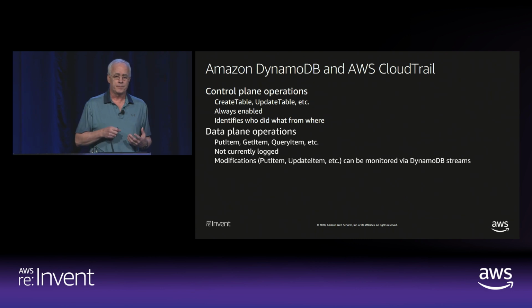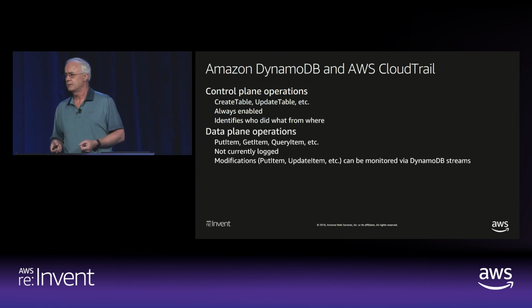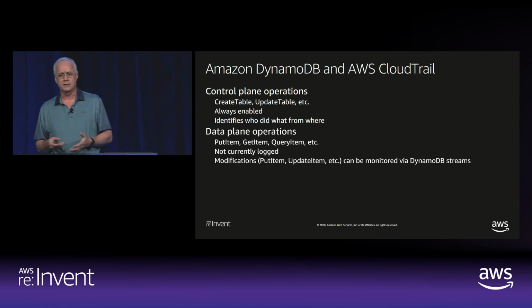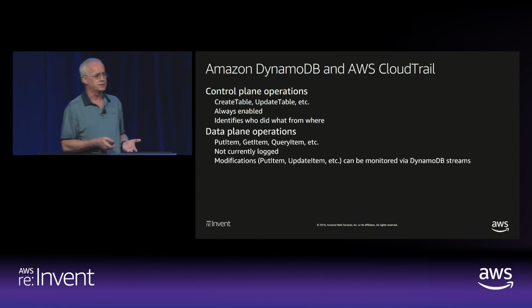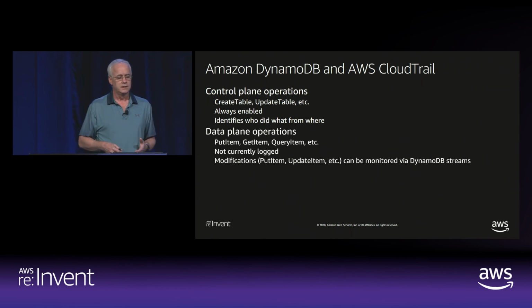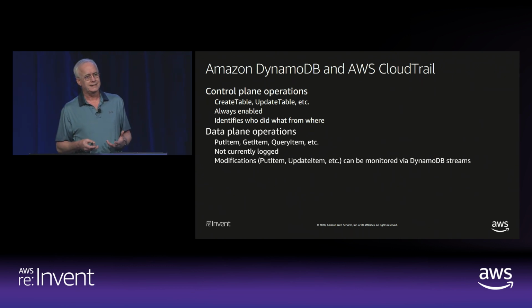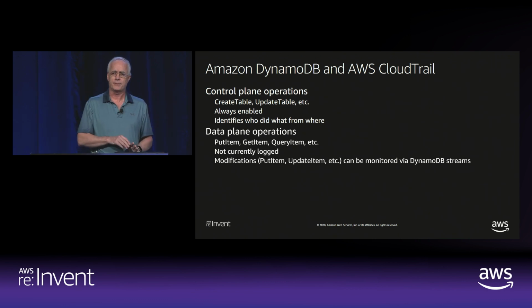If you need to monitor updates to your table, you can use a DynamoDB stream, which gives you a change log of all the changes made to the table, and you can use that to maintain a log yourself. If you do currently need logs of accesses to your table, we suggest you do that at the application layer, at the layer above DynamoDB.